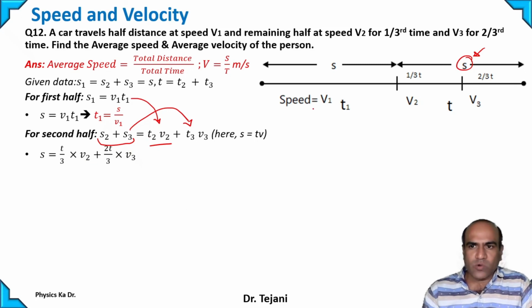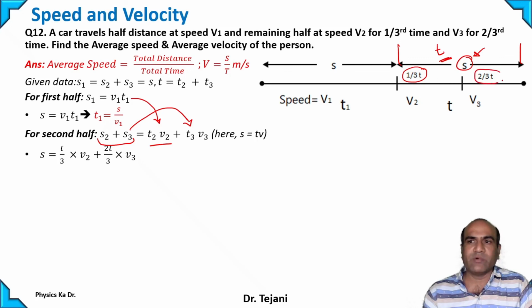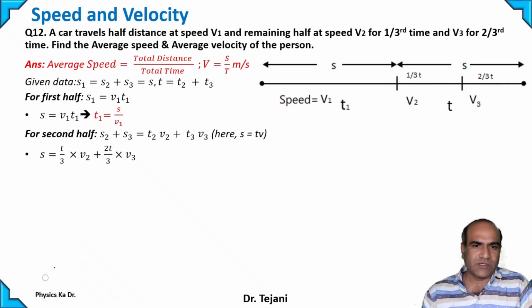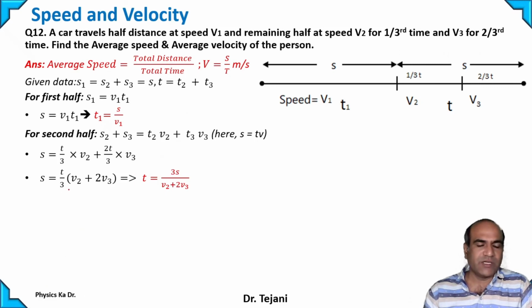If the time taken for this second half is T, then the first part becomes 1/3 and the other becomes 2/3. So we can put T2 is equal to T by 3, and T3 is equal to 2T by 3. Simplify it: S is equal to T by 3 times V2 plus 2V3. Taking time to one side, it becomes T is equal to 3S divided by V2 plus 2V3.